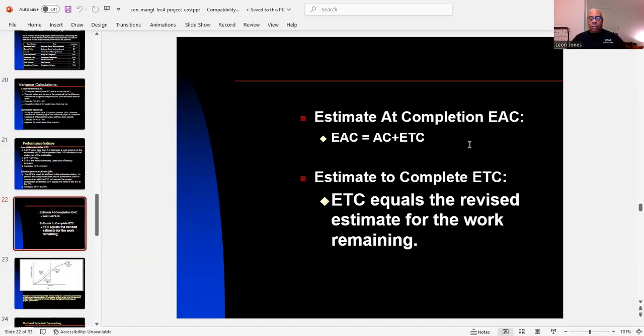And the estimate at completion, EAC, equals AC plus ETC. Estimate to complete, which is ETC. ETC equals the revised estimate for the work remaining.